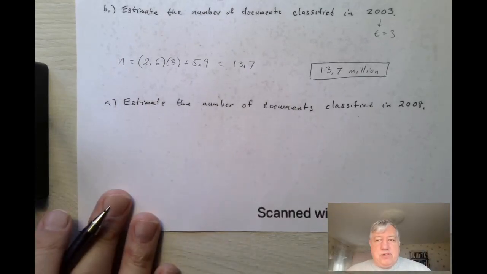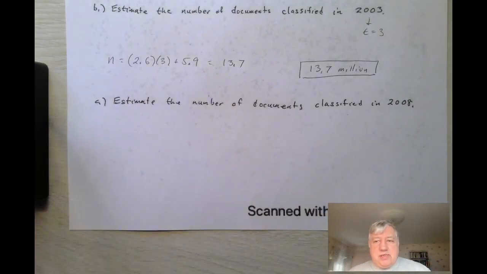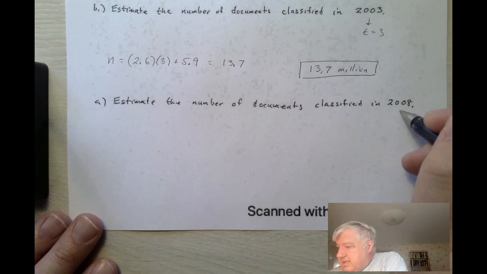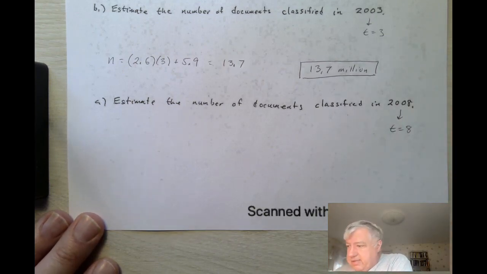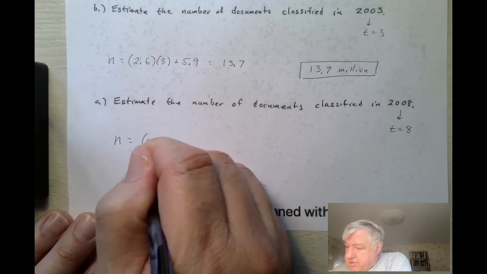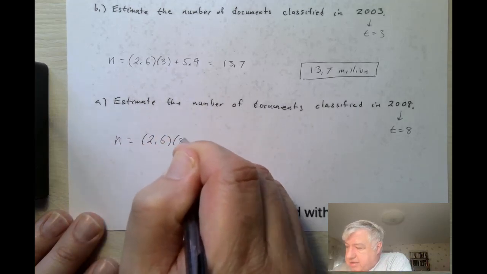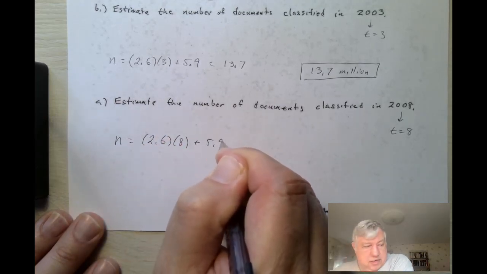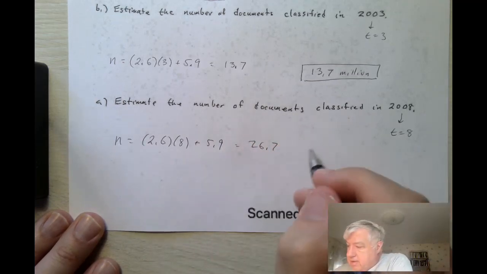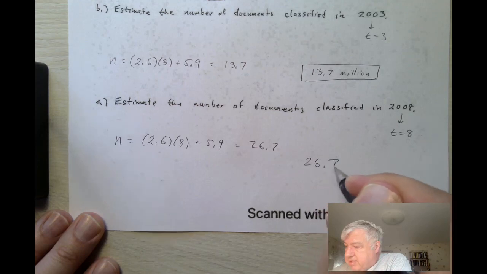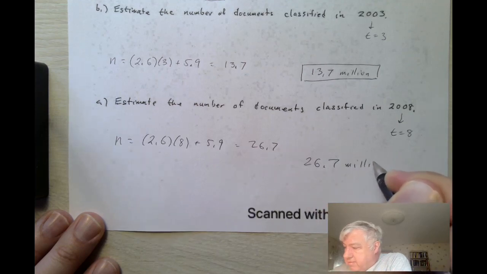And then we want to estimate the number of documents classified in 2008. That corresponds to t equals 8. So n is 2.6 times 8 plus 5.9, and that's 26.7. So the answer would be 26.7 million documents.